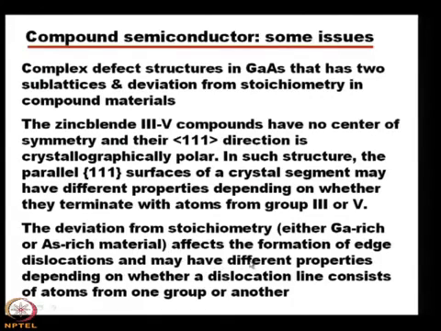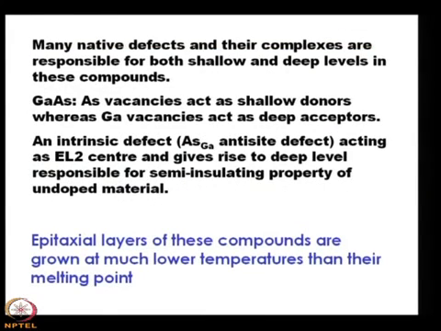It affects the formation of edge dislocations and may have different properties depending on whether a dislocation line consists of atoms from one group or another. One group means group 3, that means gallium, or another means group 5, or arsenic. So, it is very important that the deviation of stoichiometry affects the formation of edge dislocations, and also some of the properties may deviate from the original or the intrinsic one.